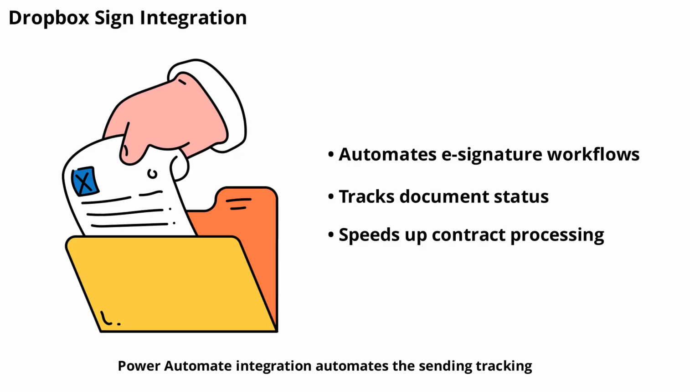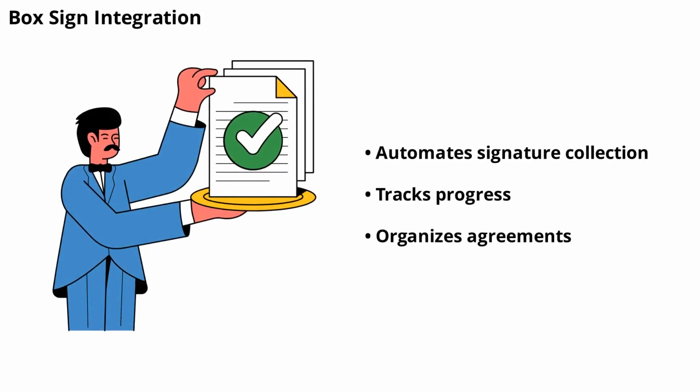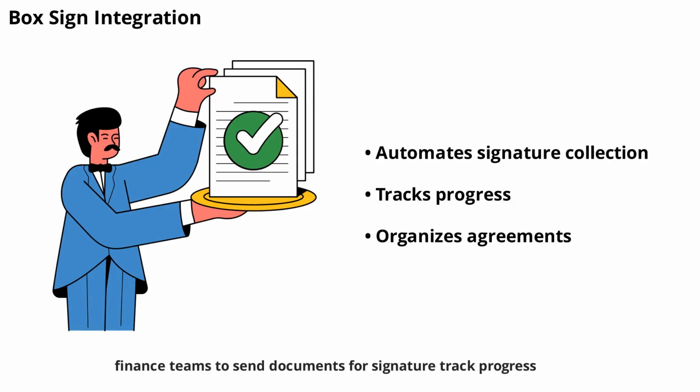Power Automate integration automates the sending, tracking, and storage of signed documents, ensuring compliance and speeding up contract processes for finance teams. BoxSign is another e-signature solution. Integrating it with Power Automate allows finance teams to send documents for signature, track progress, and store completed agreements automatically. This ensures that all signed documents are organized and accessible.